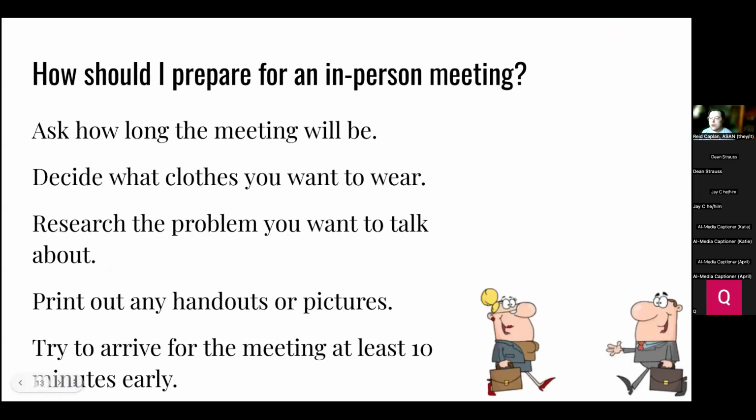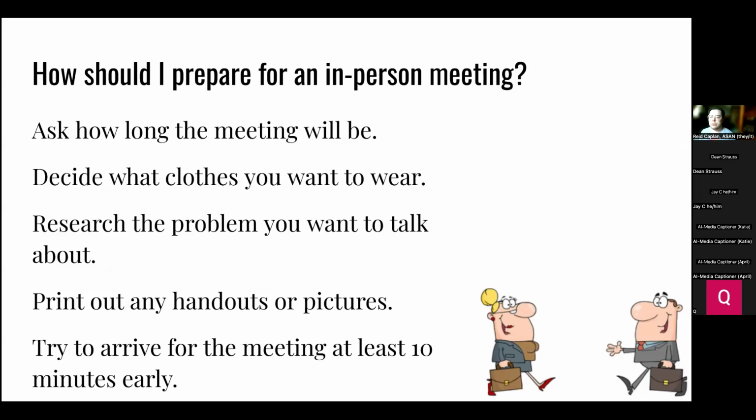When you're preparing for your meeting, you should ask how much time you'll have to meet. Most meetings end up being about a half hour, but you may get a shorter or longer time slot. So it's good to know how long you'll have so you can prepare as much as you need to for that time. Decide what clothes you want to wear.